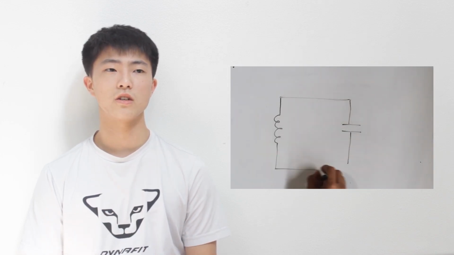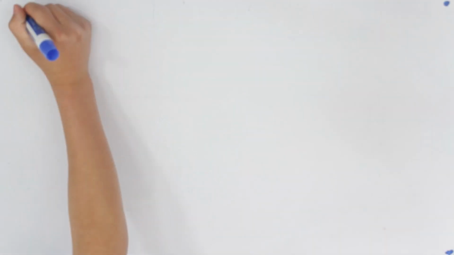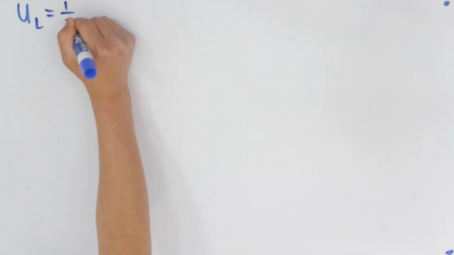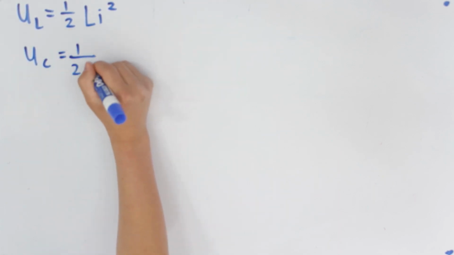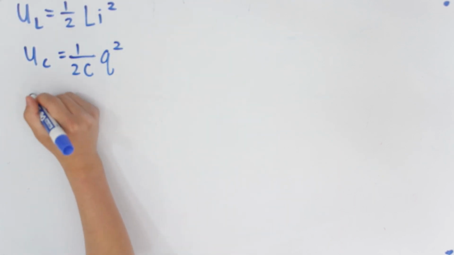Both capacitance and inductance are properties of the specific capacitor or inductor depending on dimensions and materials. An LC circuit is comprised of an inductor and capacitor in series. The energy stored in the capacitor U sub C equals 1 over 2C Q squared, where C is the capacitance and Q is the charge in the capacitor. Energy stored in an inductor U sub L equals half L i squared, where L is inductance and I is current.